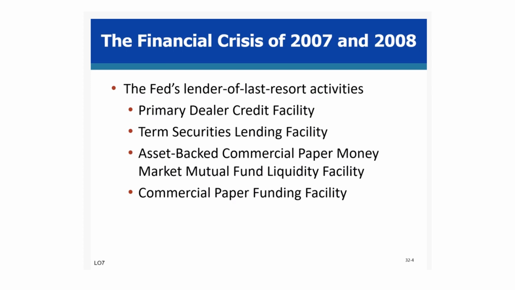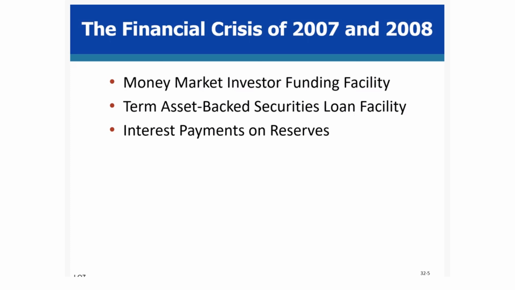Primary dealer credit facility, the term securities lending facility, asset-backed commercial paper money market mutual fund liquidity facility, commercial paper funding facility. Geez, this is a mouthful, huh? Money market investor funding facility, term auction-backed security loan facility.